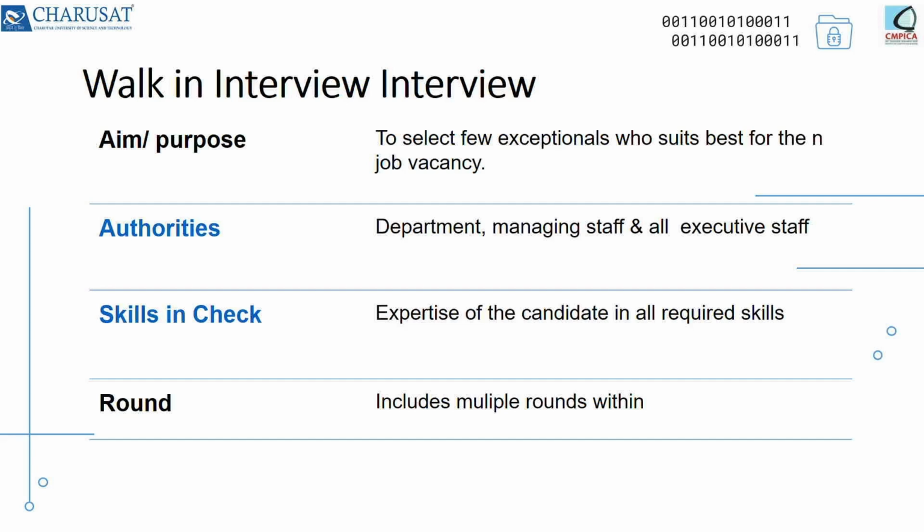The skill check is not only about expertise, but also about multiple interpersonal skills and communication skills. How does an applicant, completely new to an institute or organization, walk into a place and make that connection? That is more important in a walk-in interview. So that includes multiple rounds within itself, which could be possible whenever there is a walk-in interview.